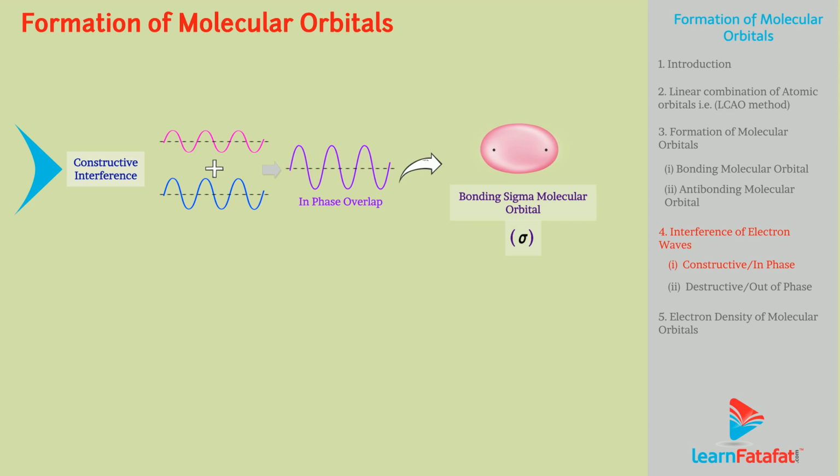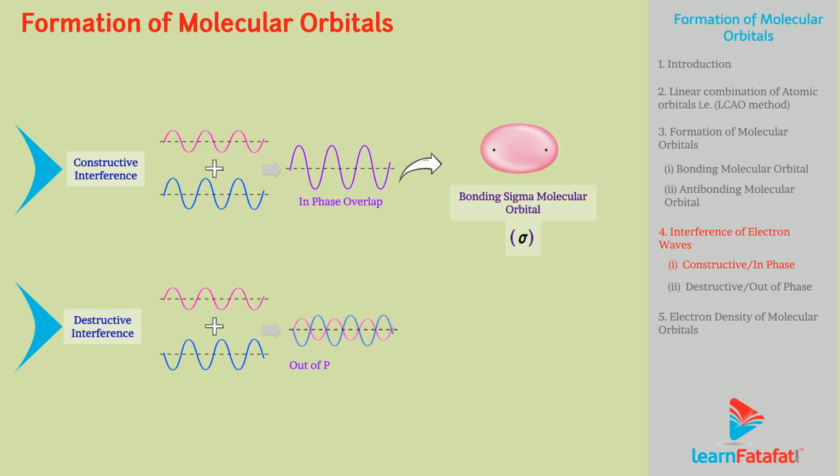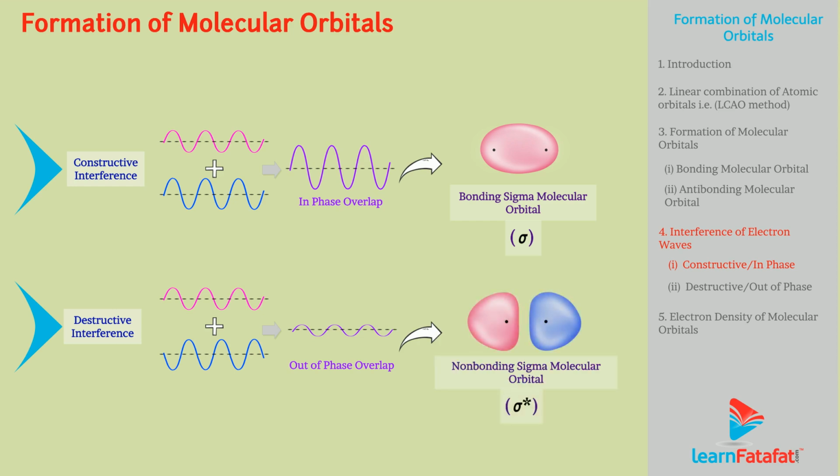Opposite to this, during destructive interference of electron waves, there is out-of-phase overlap, and so the resultant wave is weakened. This gives rise to formation of an antibonding molecular orbital.